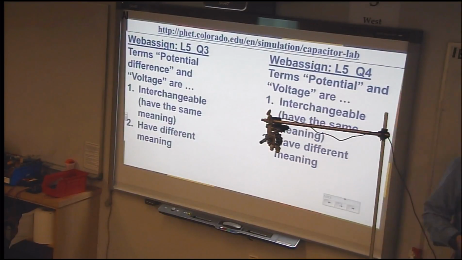If you Google, if you do a search, if you read the textbook, the voltage is equal to the amount of work done to move a positive 1 coulomb charge from one space to another space. So that's how it was defined 100 years ago.